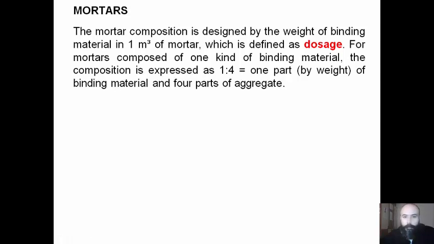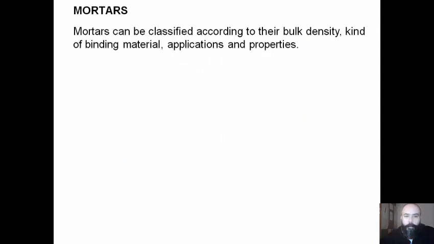For mortars composed of one kind of binding material, the composition is expressed as 1:4, meaning 1 part by weight of binding material and 4 parts of aggregate. Mortars can be classified according to their bulk density, kind of binding material, applications, and properties.